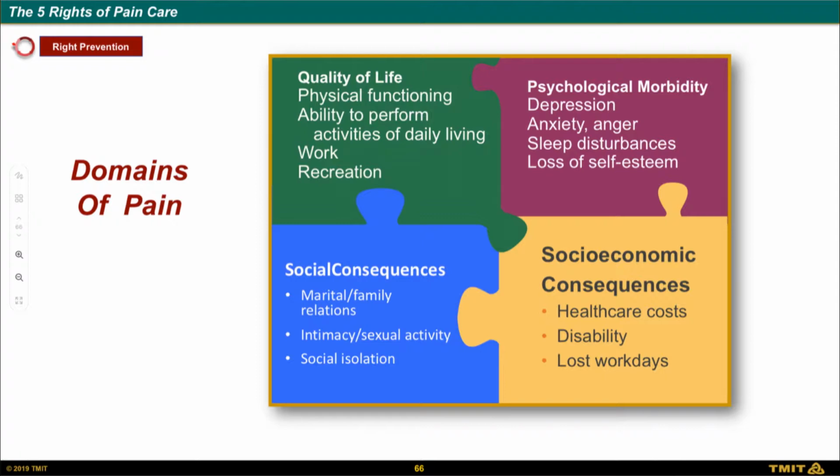Then you move into these socio-economic consequences where you miss work, there's disability, lost work days. All of these tie into the social consequences of depression, anxiety, sexual dysfunction, intimacy dysfunction, isolation, affecting your family and your marital relationships. And so I think it's important that we really recognize these in treating our patients and coming up with strategies to provide the right treatment at the right time.